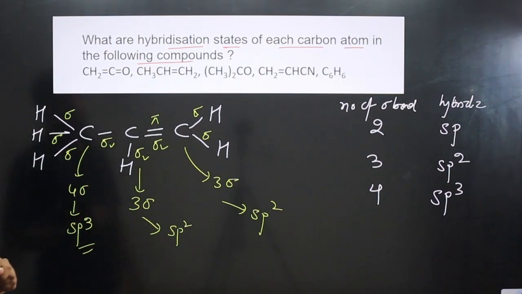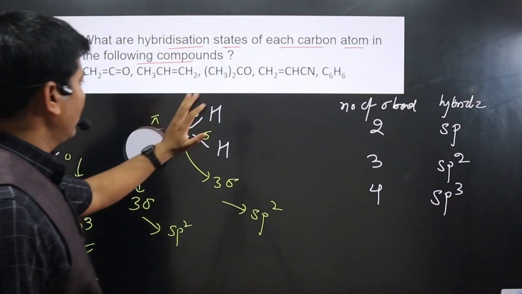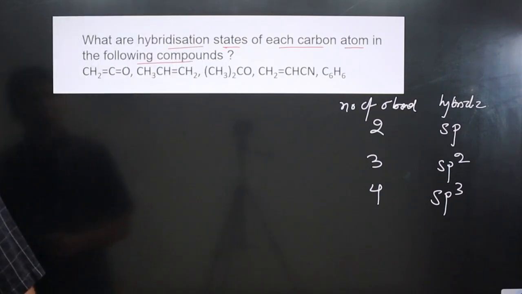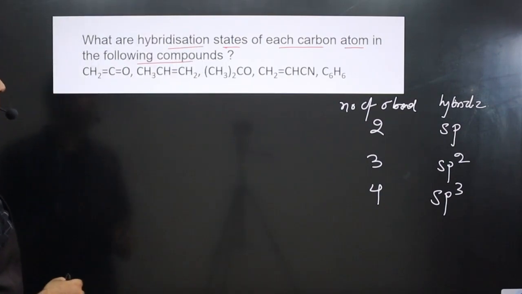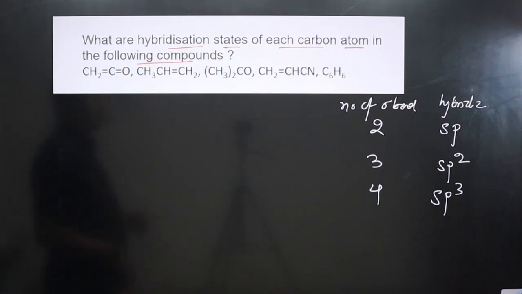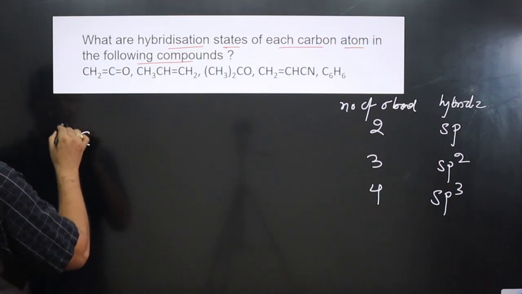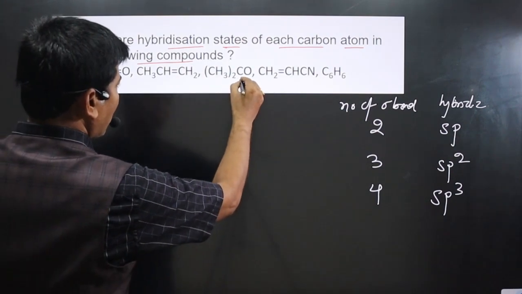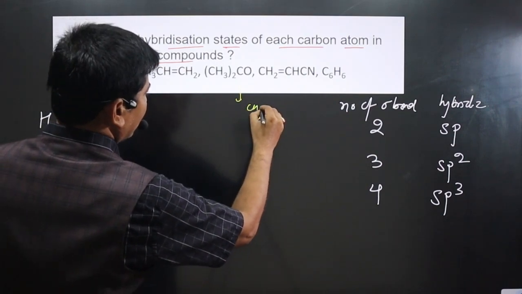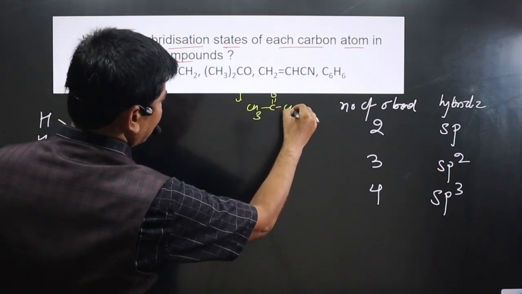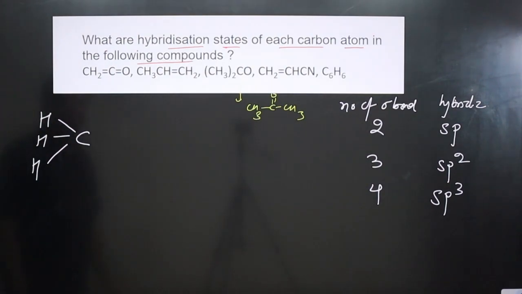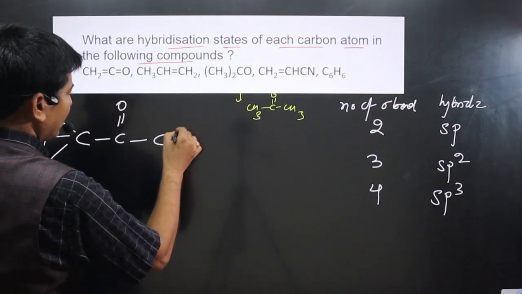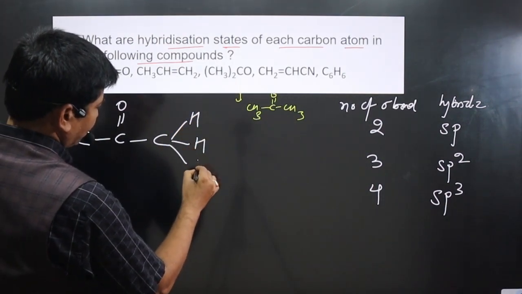Now we move on to the next compound. So we have the next compound, (CH3)2CO. This is a ketone actually. So we can write C, and to this carbon 3 hydrogens are attached. I can write this compound in this form also, like CH3, C=O, and CH3. Like this we can write. So here we have C=O, and here we have the third carbon with 3 hydrogens attached.